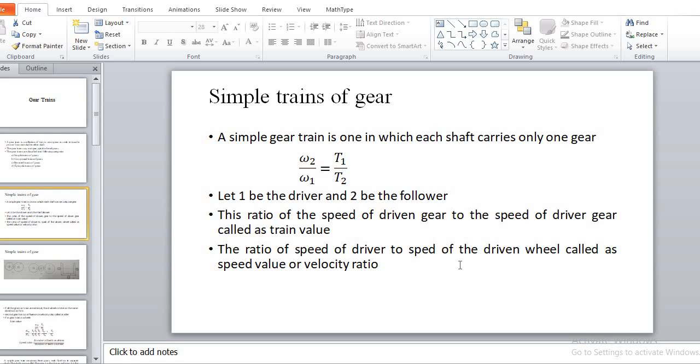In a simple train of gears, there is only one gear on each shaft. Both gears are meshing with each other, and they transmit power from one shaft to another shaft. So suppose we consider this diagram.